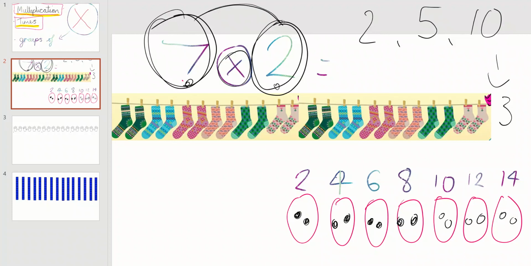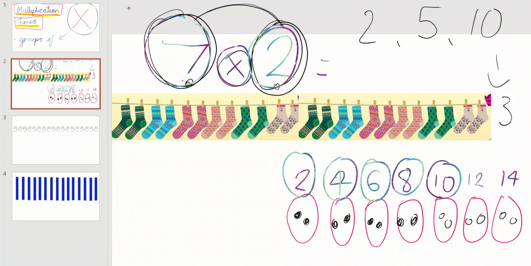So if you don't know 7 times 2 straight away off the top of your head, off by heart, the next best thing is to know that you are counting in your 2 times tables 7 times. So we're going 2, 4, 6, 8, 10, 12, 14. And drawing things out to help you is absolutely fine. I would never say no to that.